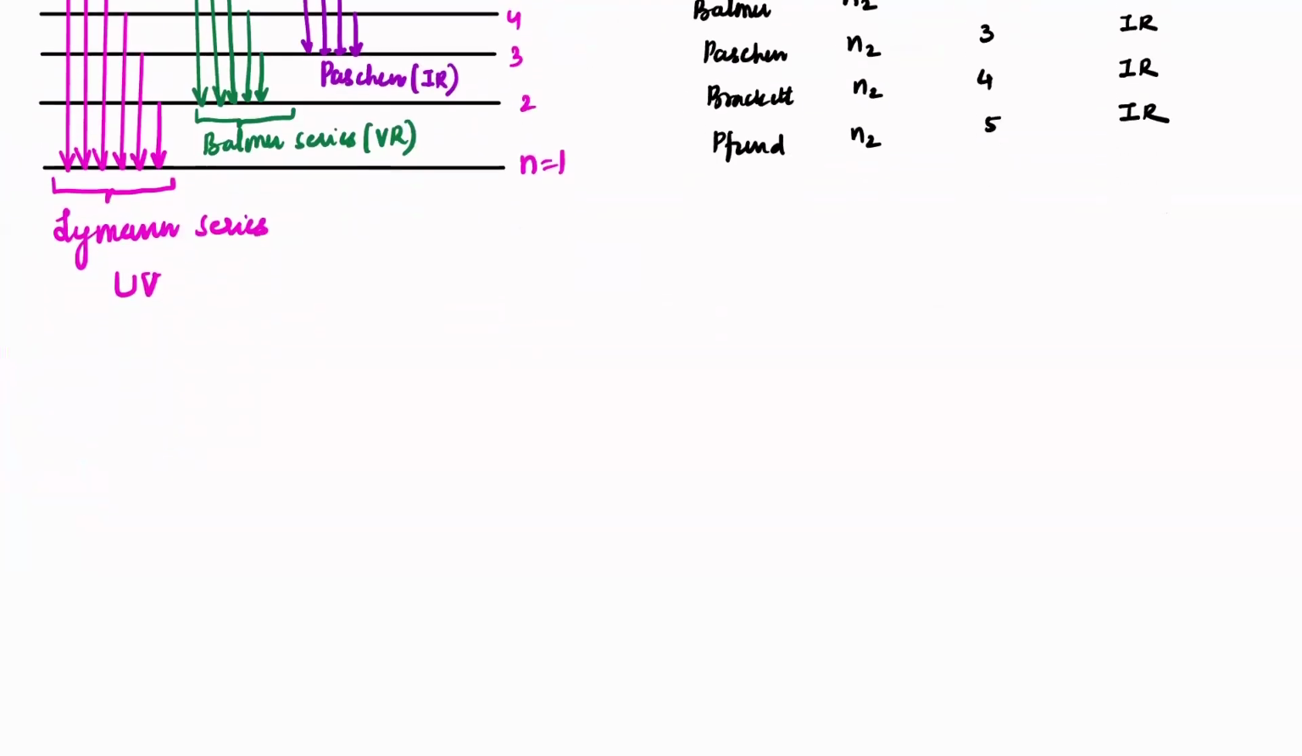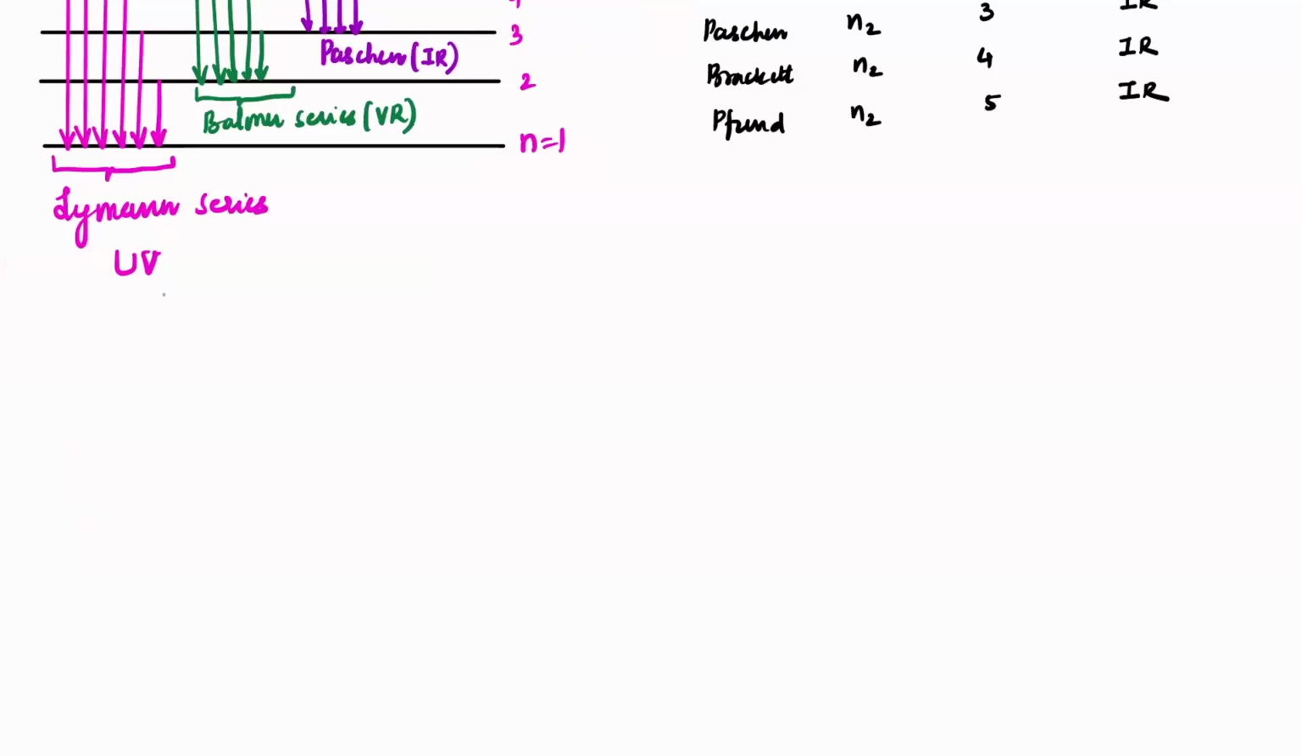Now, for example, if I analyze only one particular type of orbit, let's say this is n equal to 2, and from any higher orbit, electrons are coming out like this, back to 2.